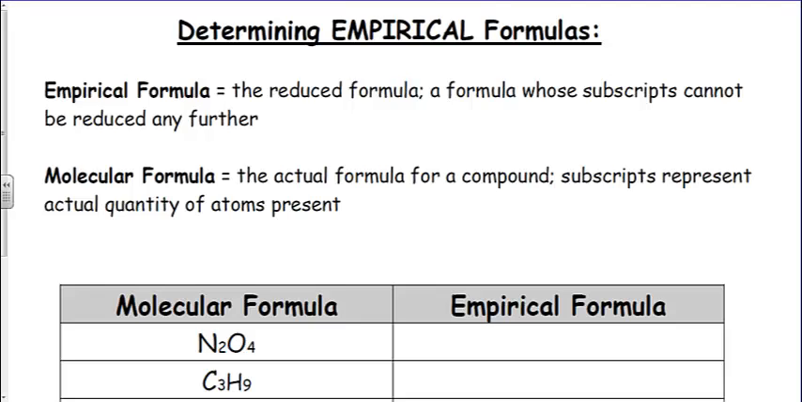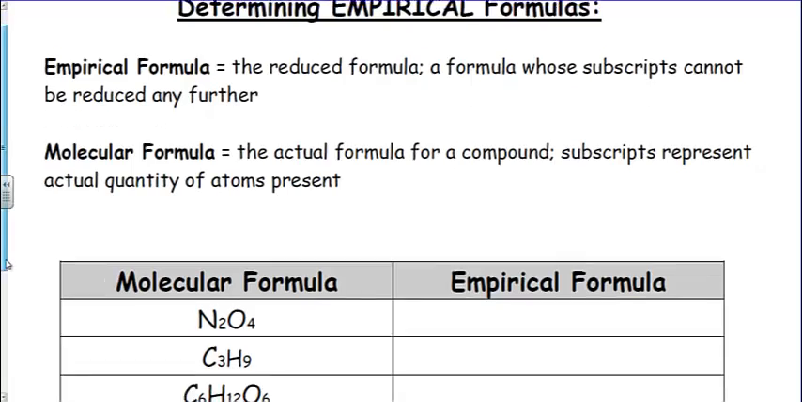Okay, so let's start. Determining empirical formulas. The empirical formula is a reduced formula. It's a formula whose subscripts cannot be reduced any further, basically by dividing out by a common factor. Molecular formula is the actual formula for a compound. Subscripts represent the actual quantity of atoms present. So let's look at a couple here.